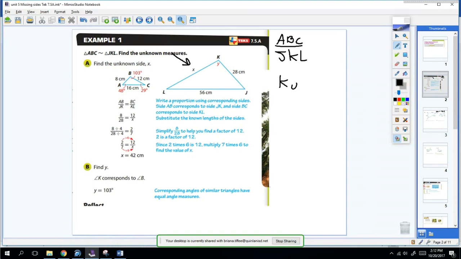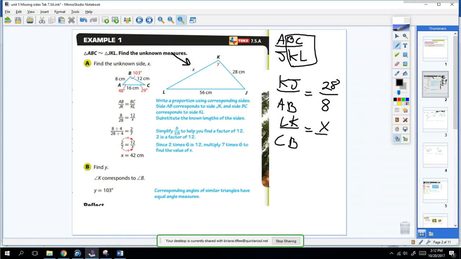I know what KJ is, and KJ goes with AB. So KJ is 28, and AB is 8. That's my first set. The side length that we're missing is LK. LK goes with CB. LK is X, because that's the side we're missing, and CB is 12.